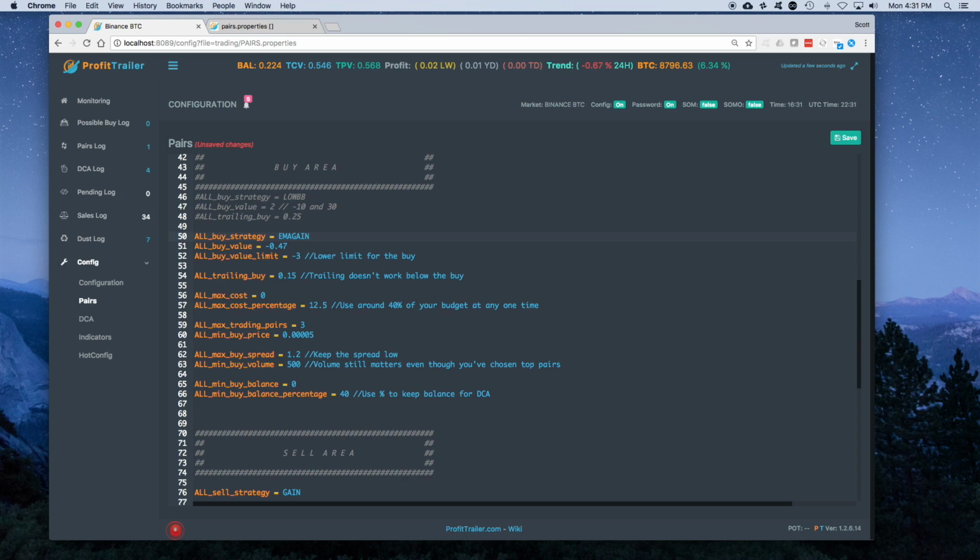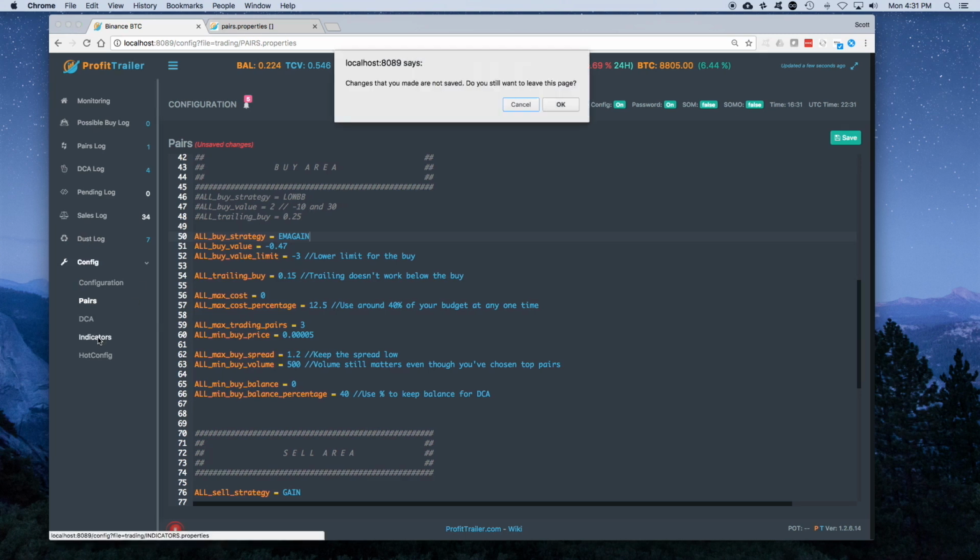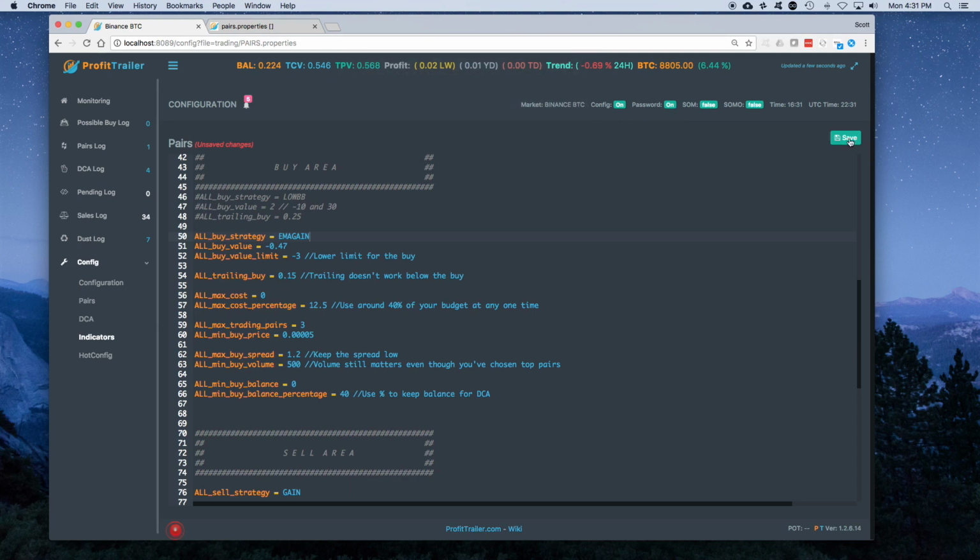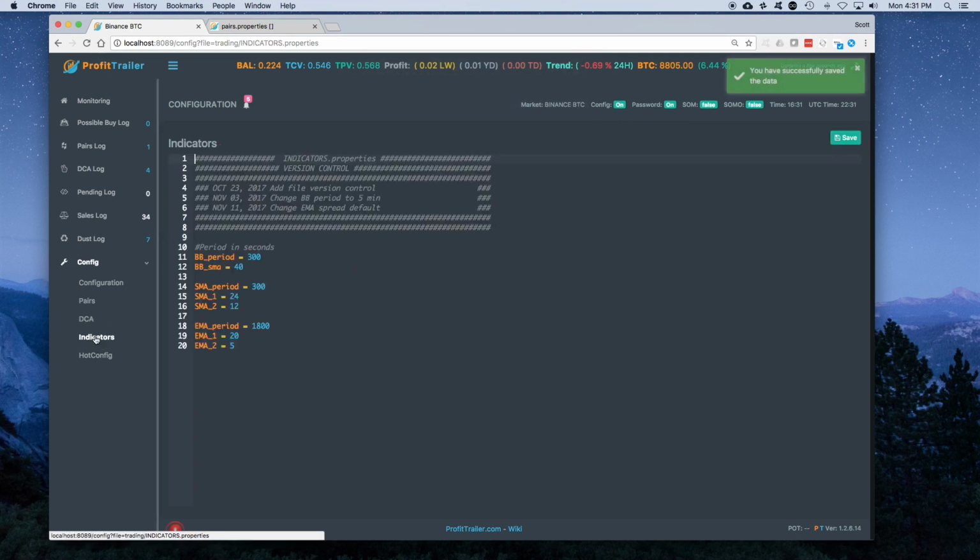So your coin values wander, due to their volatility, above and below the EMA gain values. There's two EMA gain lines that you set in your indicators file that go up and down. Let me save that and switch to the indicators.